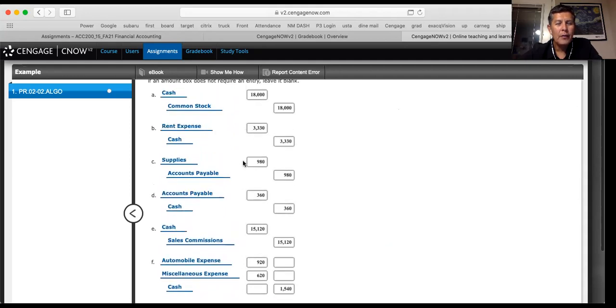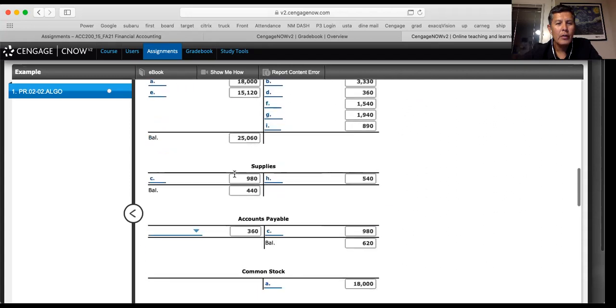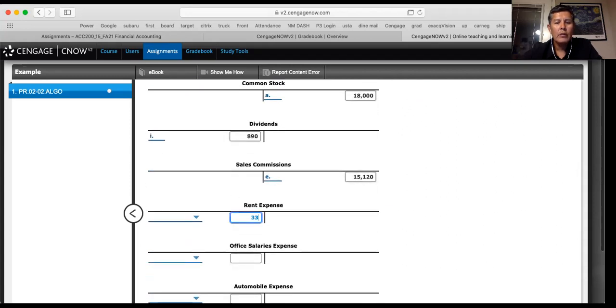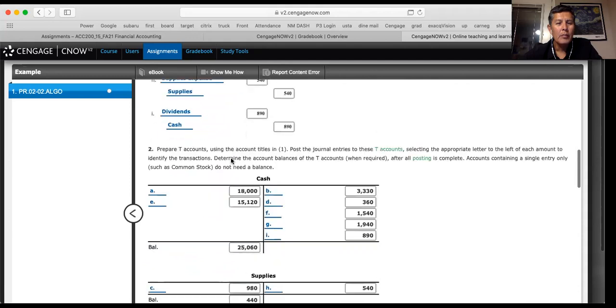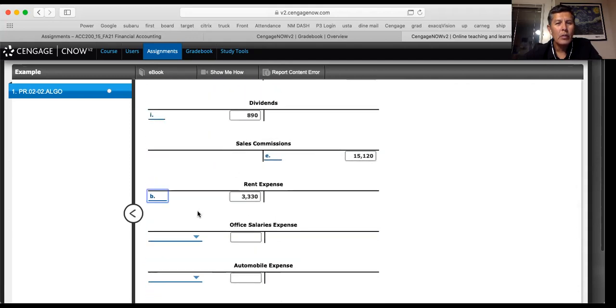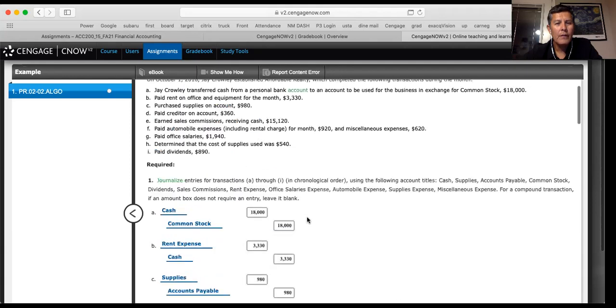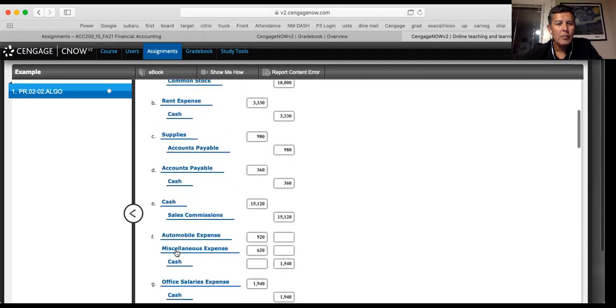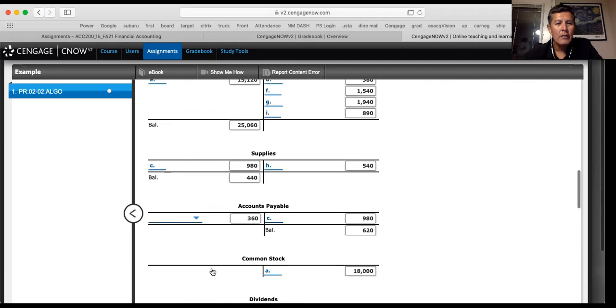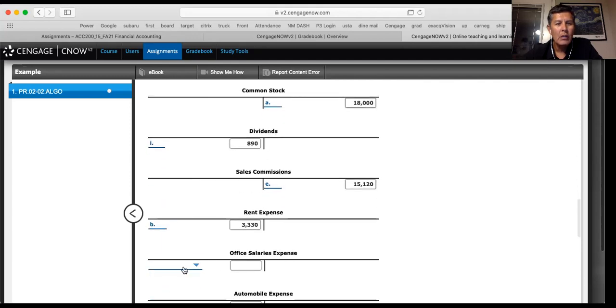So B for $3,330. $3,330, and that was B. Let me double check. B, rent expense. Okay, perfect. All right, there's only one entry, so nothing. Office salaries expense. Let's see, office salaries expense. There we go. G for 1940. Okay, 1940.